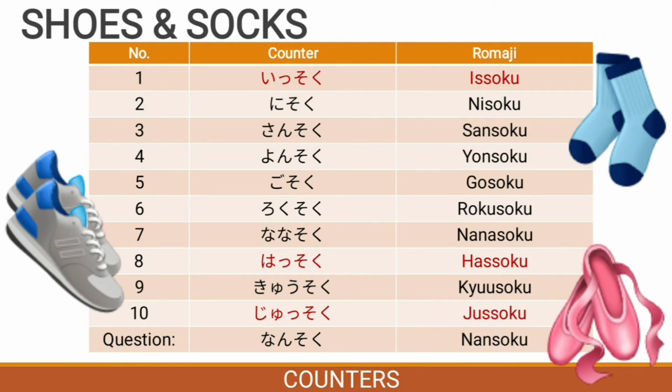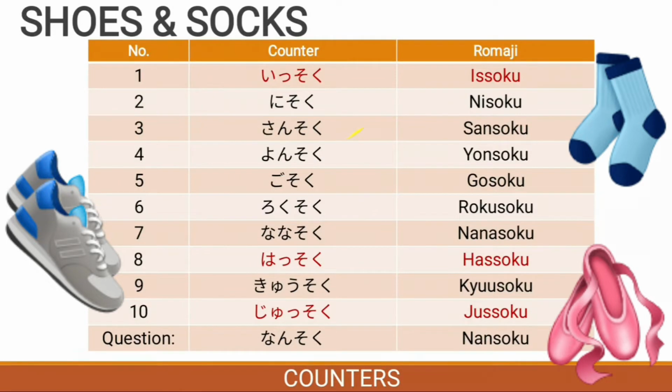Isoku. Next is nisoku sa 2. 3 is sansoku. 4 is yonsoku. 5 is gosoku. 6 is rokusoku. 7 is nanasoku. 8 is hassoku. 9 is kyusoku. 10 is jussoku. And ang interrogative natin is nansoku.